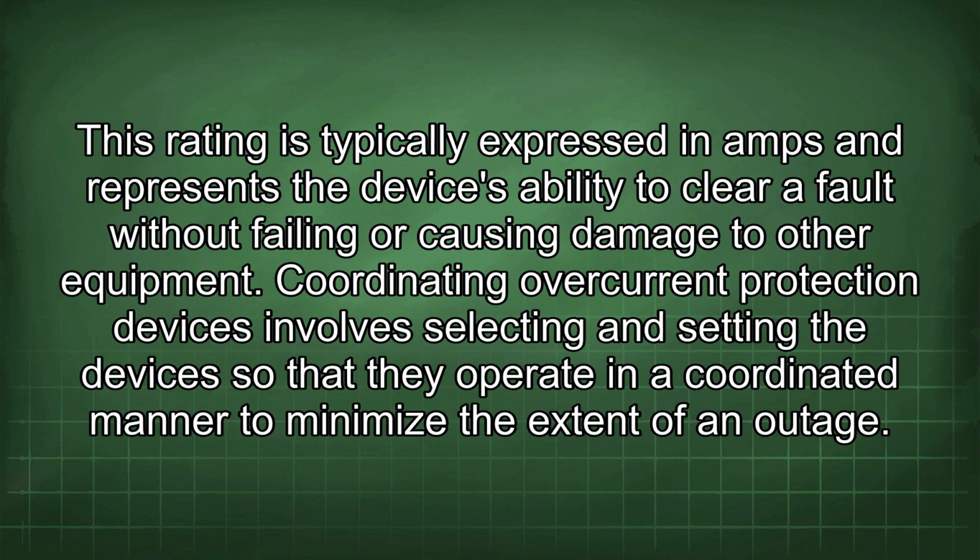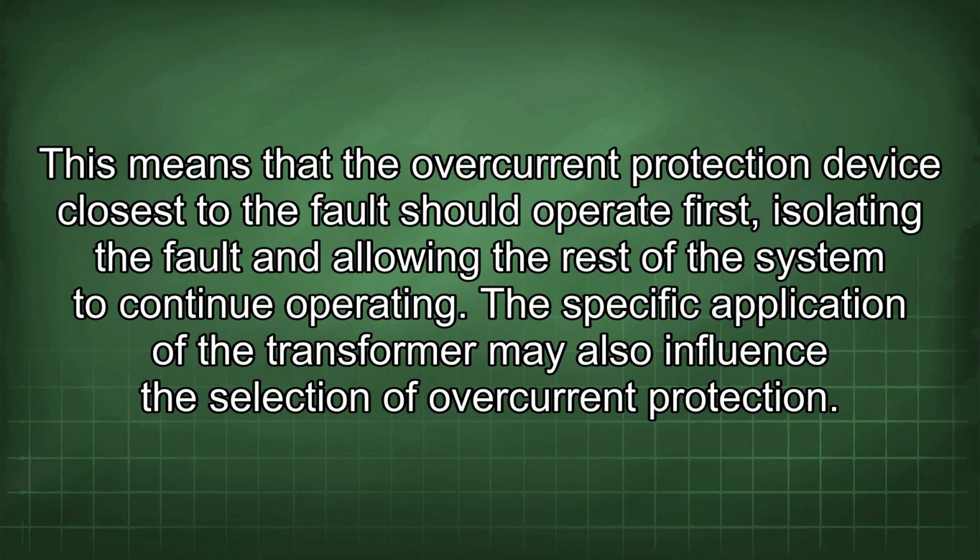This rating is typically expressed in amps and represents the device's ability to clear a fault without failing or causing damage to other equipment. Coordinating overcurrent protection devices involves selecting and setting the devices so that they operate in a coordinated manner to minimize the extent of an outage. This means that the overcurrent protection device closest to the fault should operate first, isolating the fault and allowing the rest of the system to continue operating.